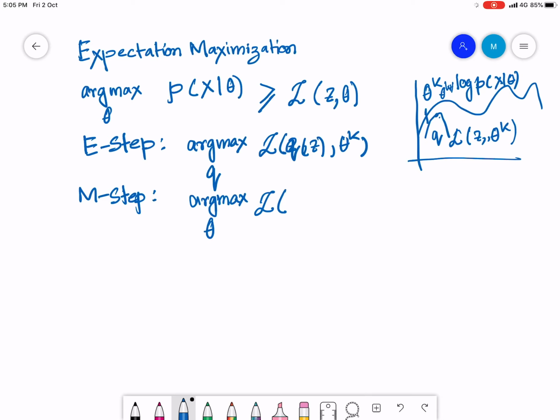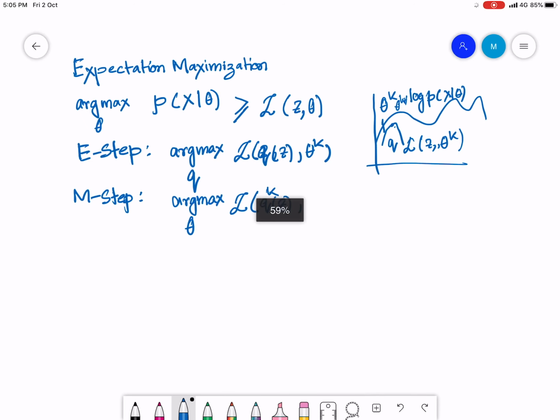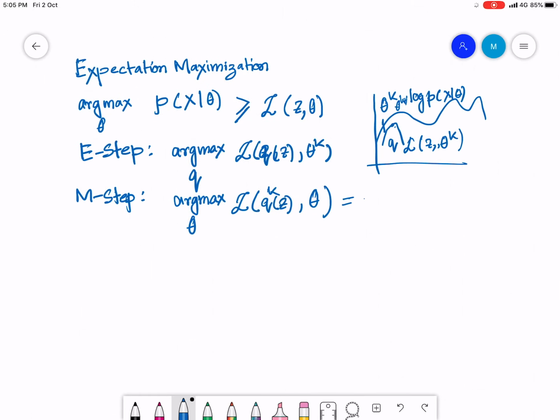the highest point. Now Q is fixed. Let me call it Q k. Fixing it at Q k, I take the argmax with respect to theta. Note that this is not theta k. Now theta can change, and this I call my theta k plus 1, my updated theta. And I alternate between these two steps.